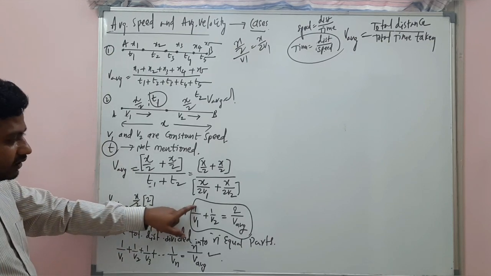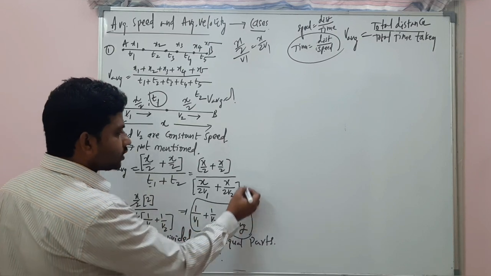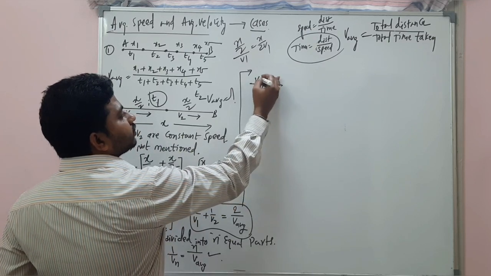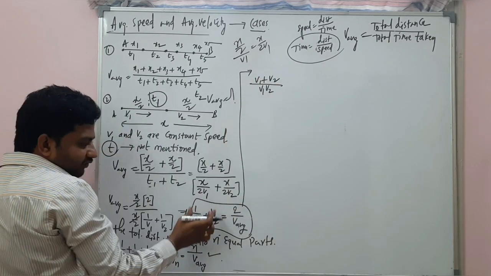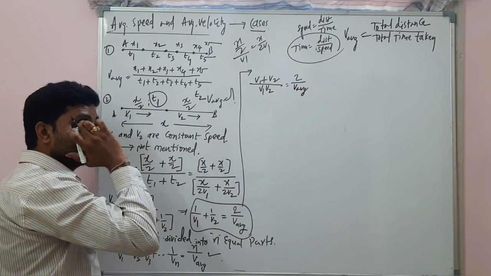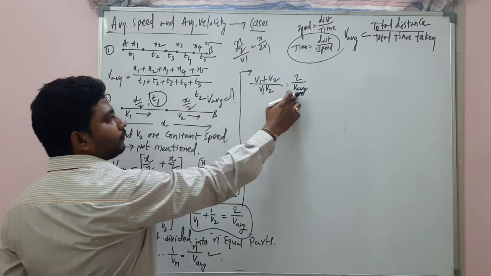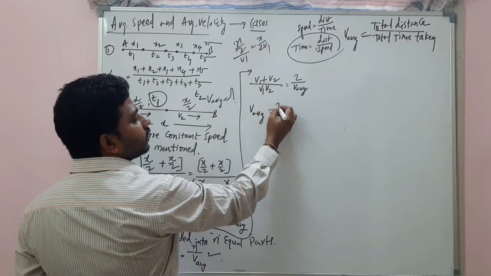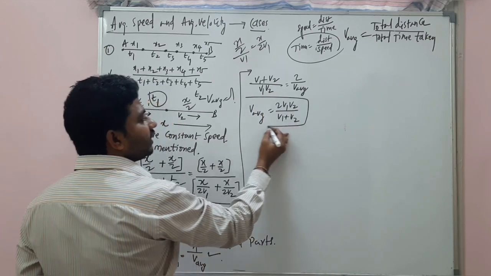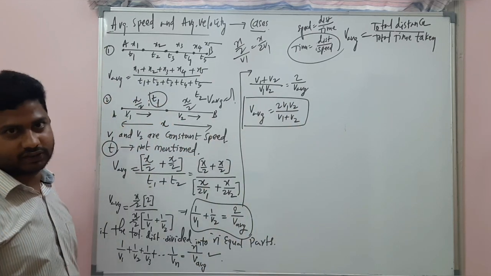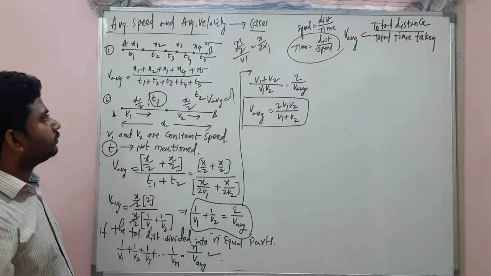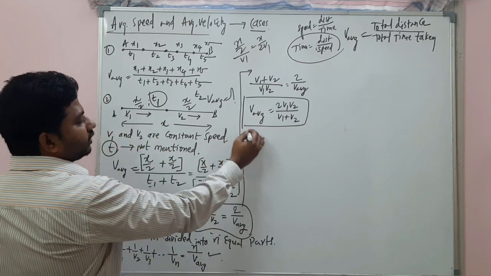Let's take this one. From this equation, v1 v2 is the LCM here. So v1 plus v2 is the numerator of the left hand side, which is equal to 2 by v average. Now, from here, v average is equal to 2v1 v2 by v1 plus v2. This is when the total distance is divided into 2 halves. Okay. Clear?